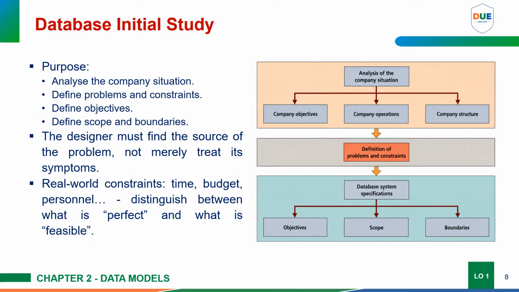Let's look at the first phase, the database initial study. The purpose here is to understand the situation before designing anything. There are 4 tasks. We analyze the company's situation, define the problems and constraints, define the objectives, and define the scope and boundaries of what we're building.